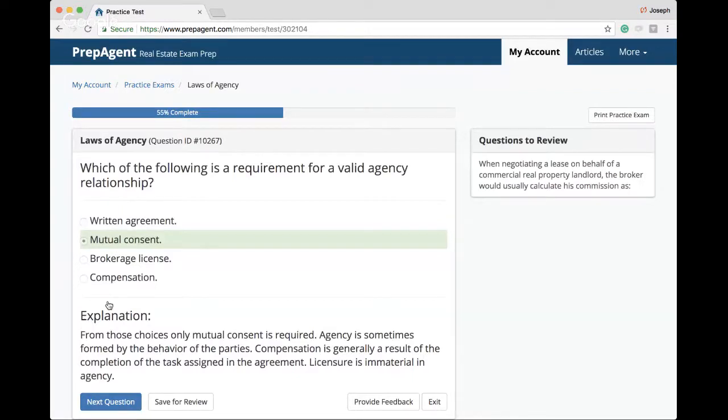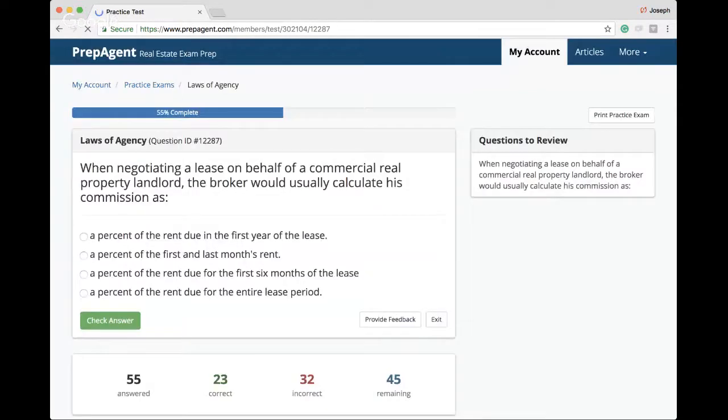Okay, last one of the day. Here we go. When negotiating a lease on behalf of a commercial real estate property landlord, the broker would usually calculate his commission as A, a percentage of the rent due in the first year of the lease, B, a percentage of the first and last month's rent, C, a percentage of the rent due for the first 6 months of the lease, D, a percentage of the rent due for the entire lease period. And the answer is D.